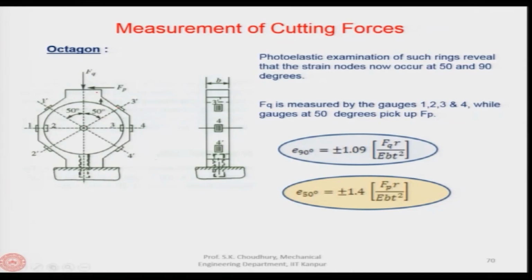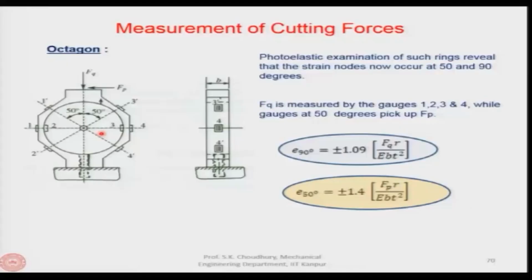And here is another view of the ring type dynamometer from the side. The photoelastic examination of such rings reveals that the strain nodes now occur at 50 and 90. If you remember, in the ring type structure it was 39.6 degree. These nodes are found out, I once again repeat, from the photoelastic examination of such octagon structures, which revealed that the nodes are at 50 degree and at 90 degree.